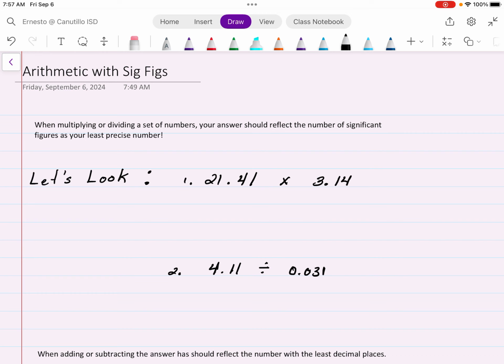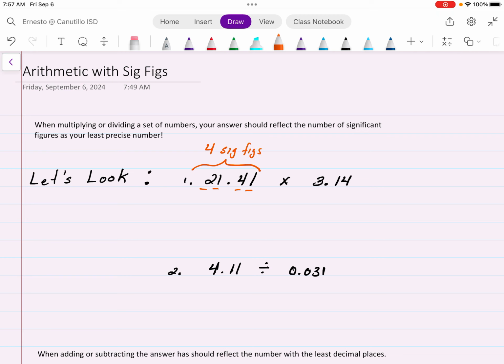Let's take a look at the numbers that we have here in examples 1 and 2. The first example is a multiplication. What we're going to do is go through and figure out how many significant figures each number has. The first number has 4 non-zero digits, so in this case all of these numbers are significant. So this number has 4 sig figs.